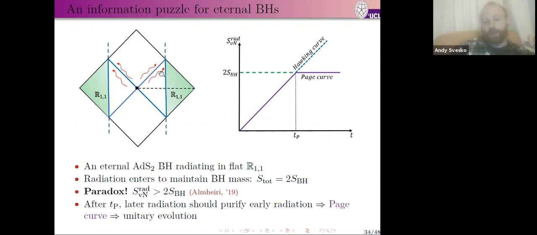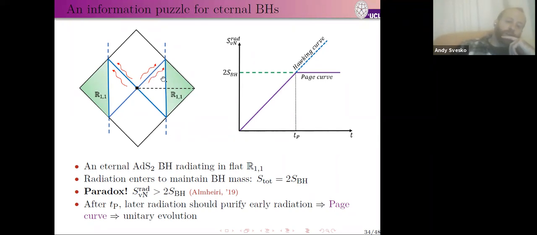So Hawking radiation will be emitted into the flat space regions and will never come back. But in order to maintain equilibrium, so the black hole doesn't lose mass, you imagine pumping in some matter so that the mass stays the same. I didn't draw the pumping in of matter here, but that keeps the black hole entropy fixed. And the black hole entropy is the sum of the entropy of the two sides of the black hole. So the entropy of the black hole should always be twice the Bekenstein-Hawking entropy, which is just this constant line here.